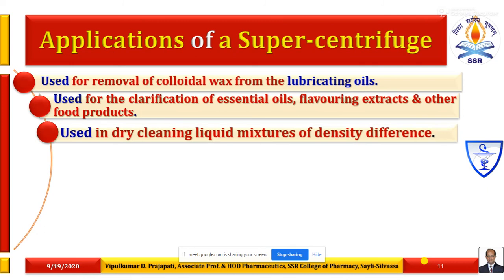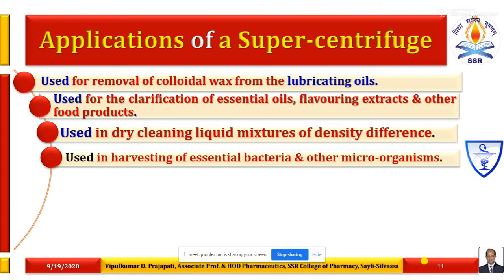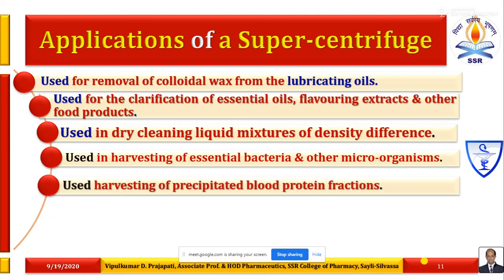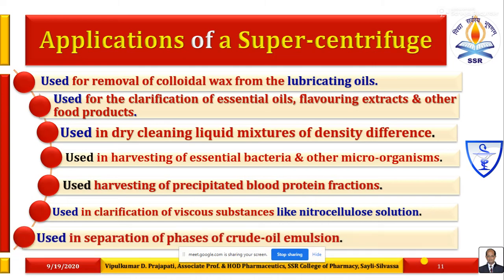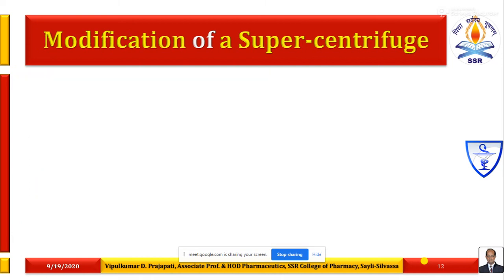It is also used in dry cleaning liquid mixtures of density differences. Also used in harvesting of essential bacteria and other microorganisms. Also used in harvesting of precipitated blood protein fractions, and also used in clarification of viscous substances like nitrocellulose solution. And last, it is used in separation of phases of crude oil emulsion. So these are the various uses of a super centrifuge.